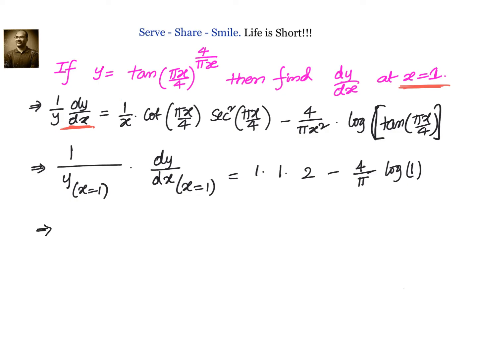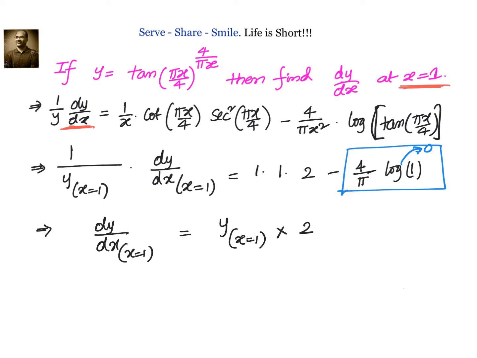So we have now dy/dx at x equals 1 is equals to y value when x equals 1, multiplied with 2, because we know that log 1 equals 0, so this whole term will become 0. Now let's understand what is the y value when x equals 1. Once we know that, we are done with this problem. So let's go ahead and write it down.